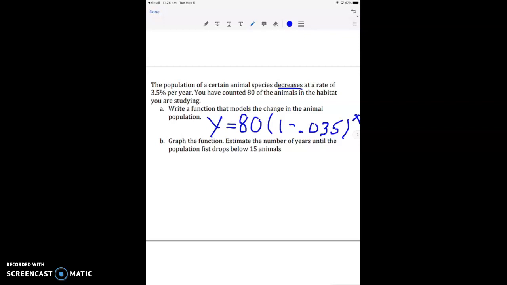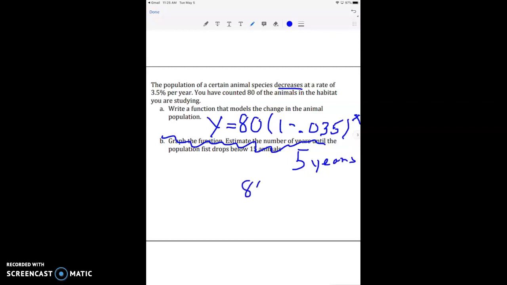Technically we could solve this, but instead of graphing it, we're not going to graph it, obviously, because there's no graph here. Let's figure out what the population is after 5 years. So we're going to look for what this population looks like after 5 years, and I'm going to plug it in.